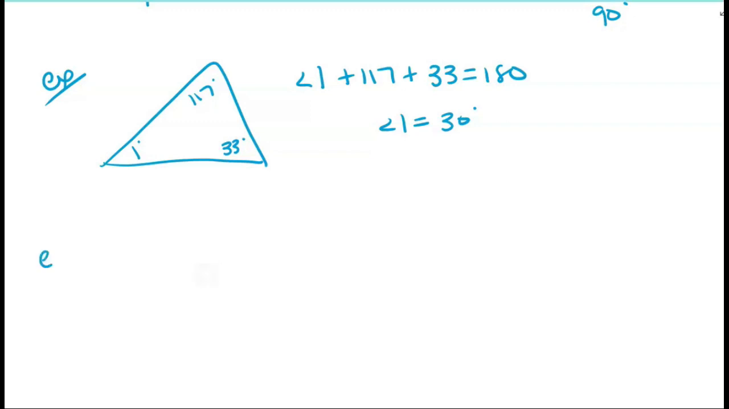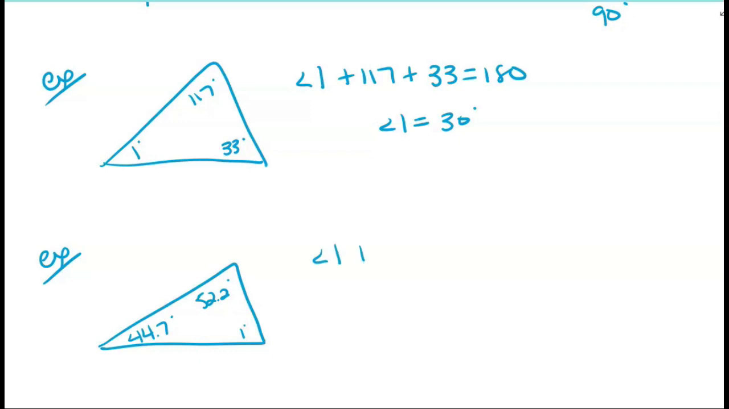Okay, what if I have a triangle such that I have 44.7 degrees, 52.2 degrees, and the measure of angle 1? Well, again, you're just going to keep setting these up. The measure of angle 1 plus 44.7 plus 52.2, they all have to add to 180. Do some math, and you should get 83.1 degrees.